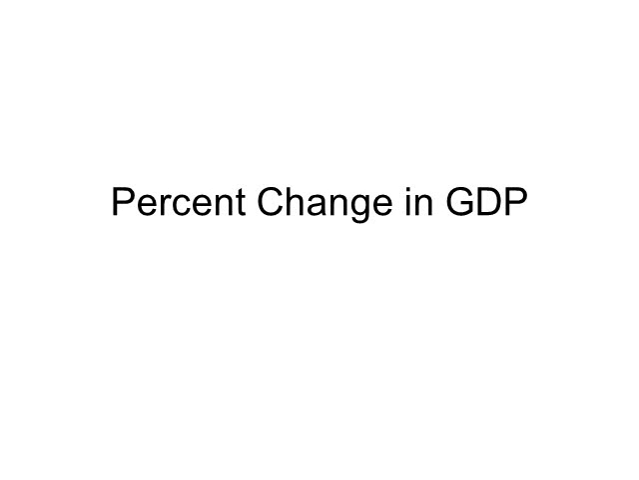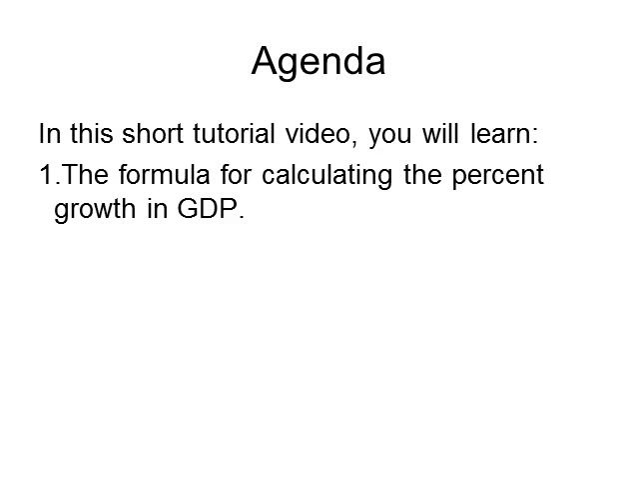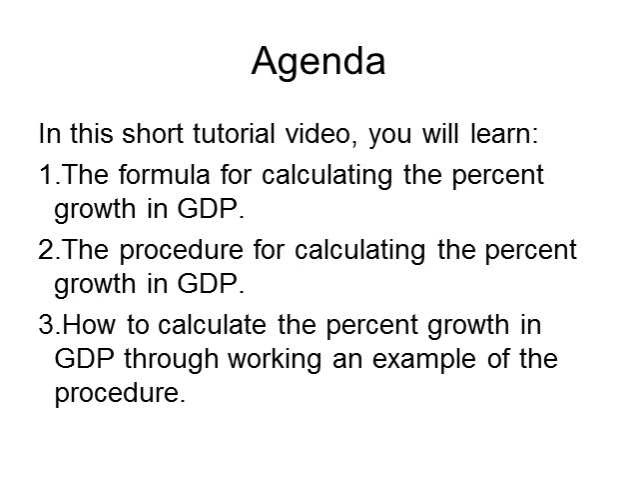One of the most useful calculations for an economist studying economic growth is having a way to calculate whether economic growth has occurred. One of the ways economic growth can be measured is using percent change in real GDP. In this short video tutorial, you will learn the formula for calculating the percent growth in GDP, the procedure for calculating the percent growth in GDP, and how to calculate percent growth in GDP by working through an example of the procedure.